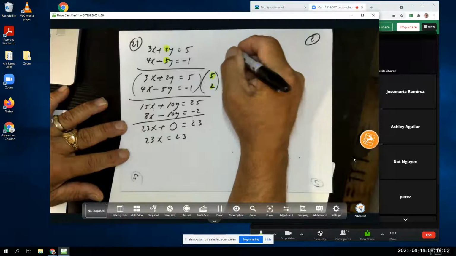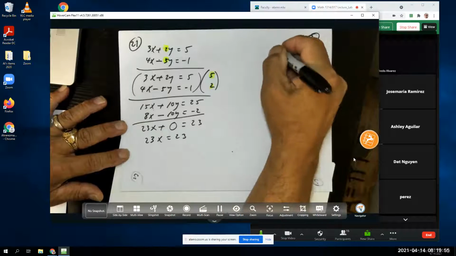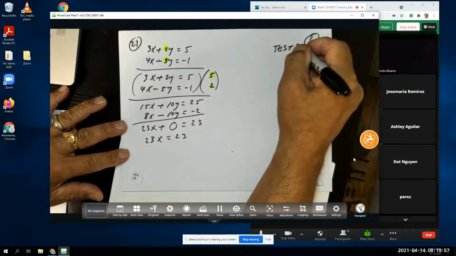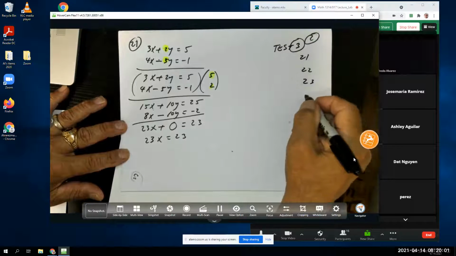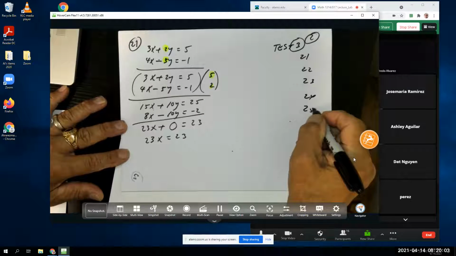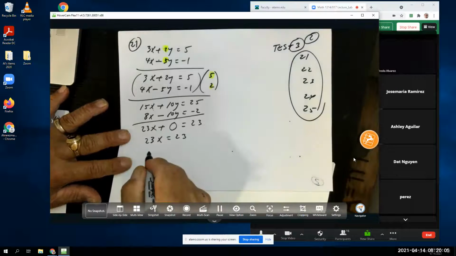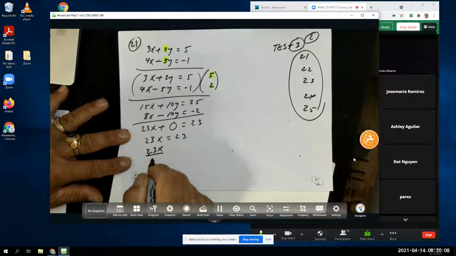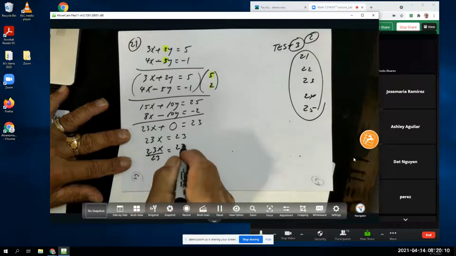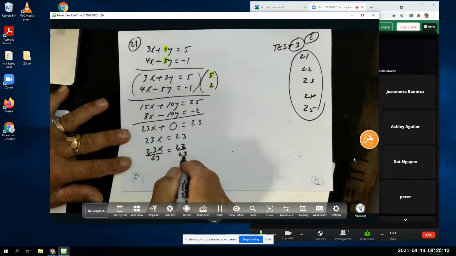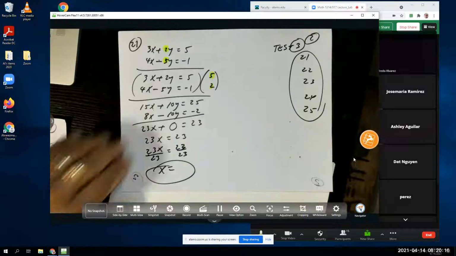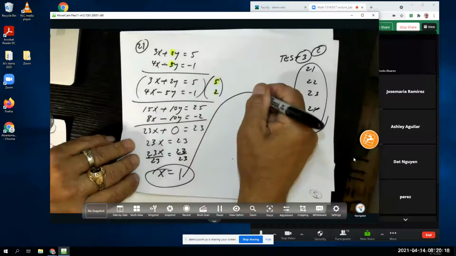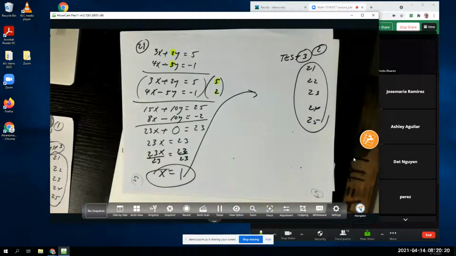So next step, what do I do? Divide. Yep. Divide both sides by, you tell me. 23. This one by 23, and this one by 23, right? And 23 divided by 23 is one. What's the answer? 1. So I got one answer. The answer is 1, single digit.